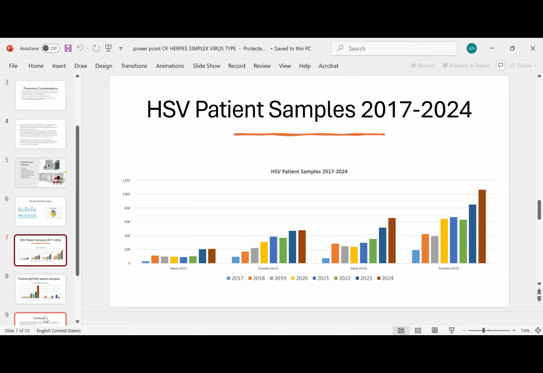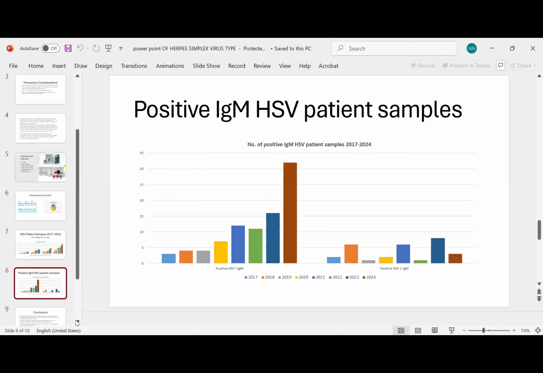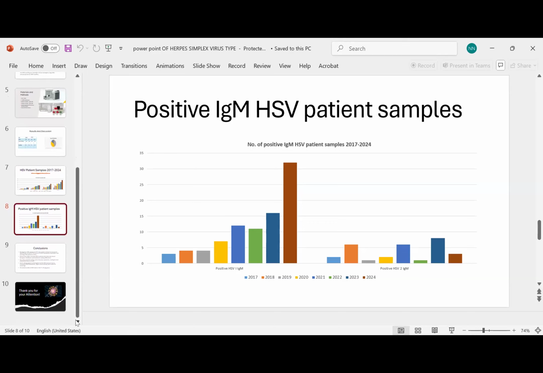Women may feel more responsible for reproductive and sexual health and are more likely to seek medical advice, leading to higher positivity rates. Men, on the other hand, may avoid sexually transmitted infection clinics due to stigma, embarrassment, or lack of symptoms. The increase in herpes simplex virus infection positivity from 2017 to 2024 is driven by expanding testing, increasing awareness, and external societal factors.